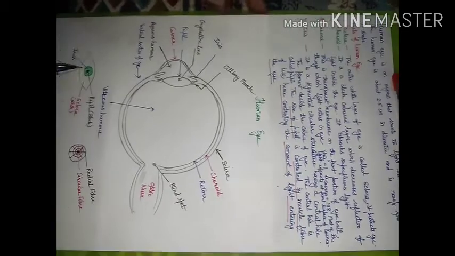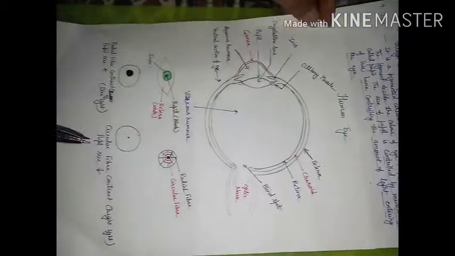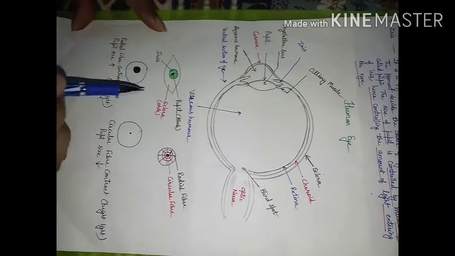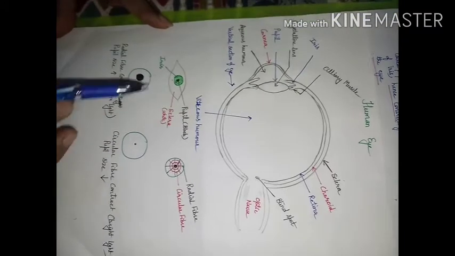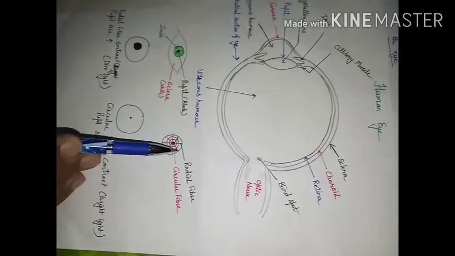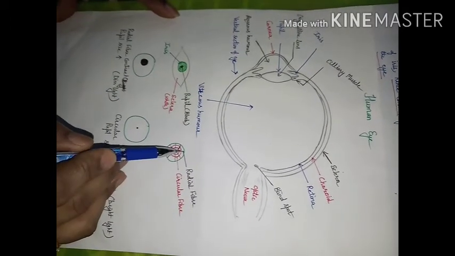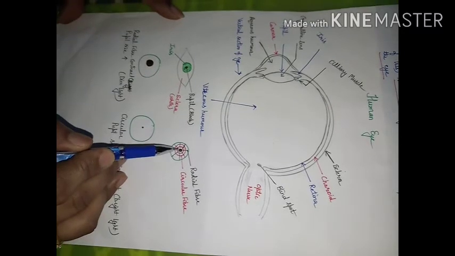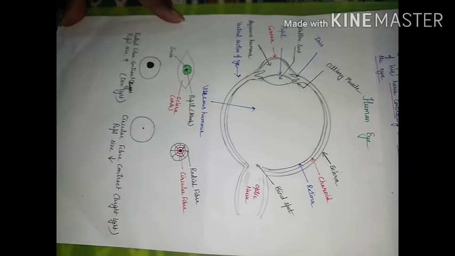Iris controls the size of pupil, and size of pupil controls the amount of light that is going to enter in our eye. For this, consider this diagram once again. This iris part I have represented by green circle here. In iris, fibers are there. Few fibers are going to be radial along the radius, and few fibers are going to be circular fibers.